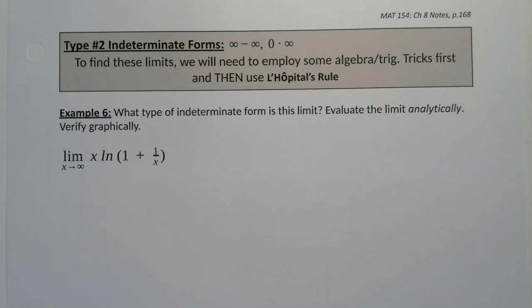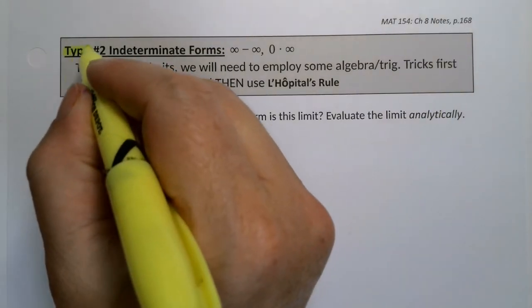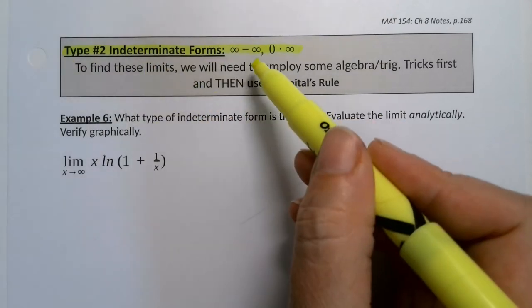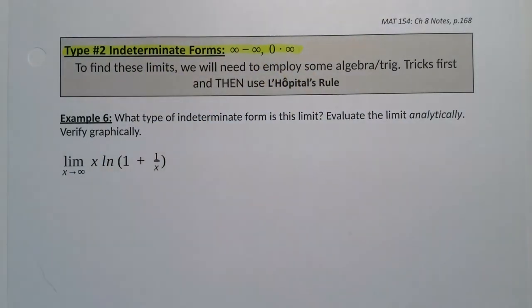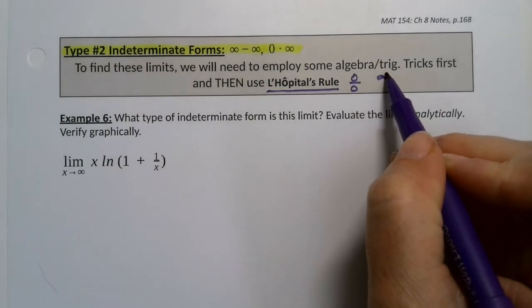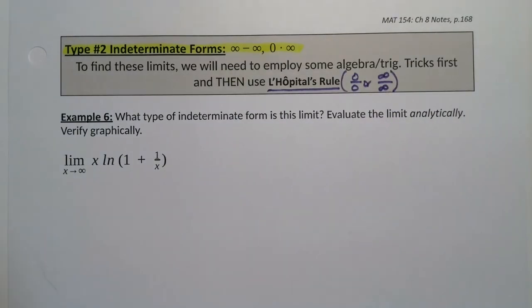Now the time has come to apply our ideas of L'Hopital's rule to different types of indeterminate forms besides 0 over 0 and infinity over infinity. And we're going to start with type 2, which is when we have infinity minus infinity and 0 times infinity. So of course we're going to have to use algebra tricks first because we need to turn them into 0 over 0 or infinity over infinity. That is a requirement for L'Hopital's rule. It has to be one of these two forms. It cannot be used unless it is in one of those forms.